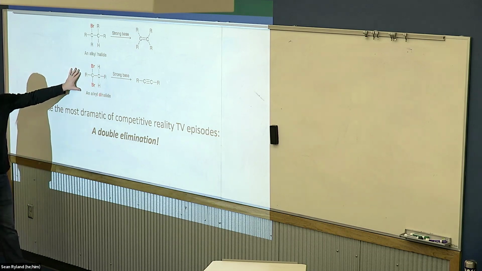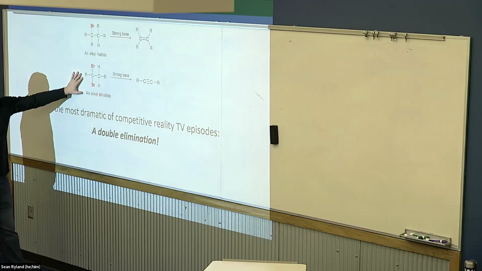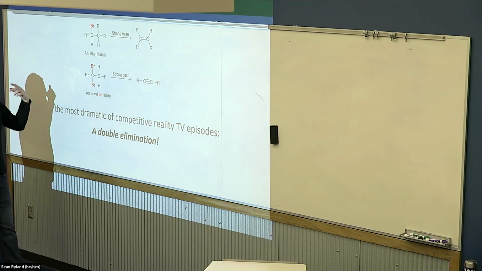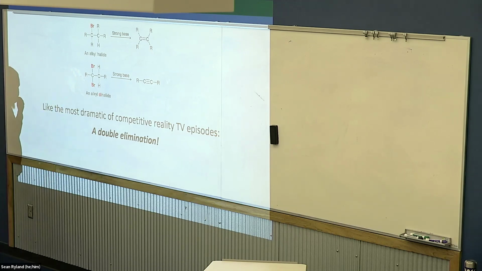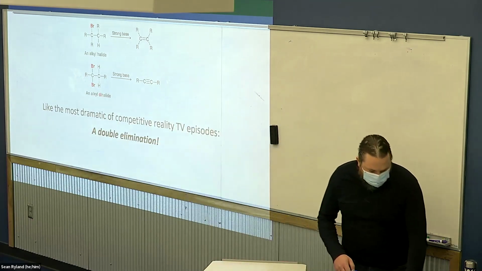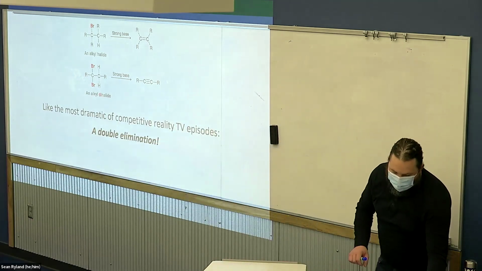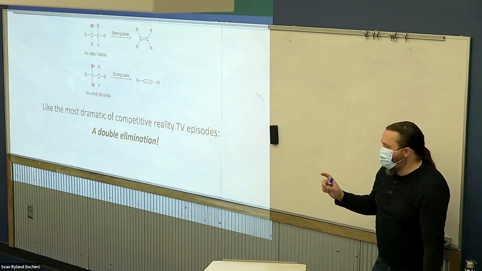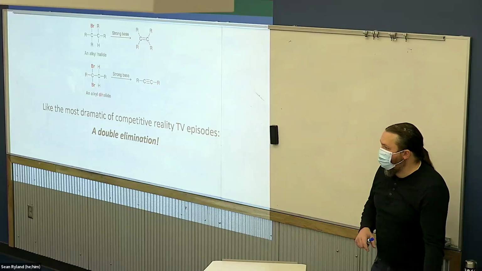The key with this, there's a couple keys. One, the stronger the base, the better your yields are going to be with the double elimination. Also, you need to watch out for your stoichiometry. If you're going to have it go through 2 eliminations, you've got to make sure you've got 2 equivalents of that base, so it's able to pull the hydrogen off twice. And you'll usually see that in the reaction. We'll say 2 EtOH or 2 NaOEt.